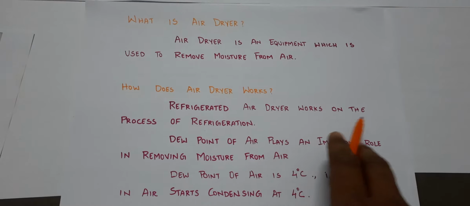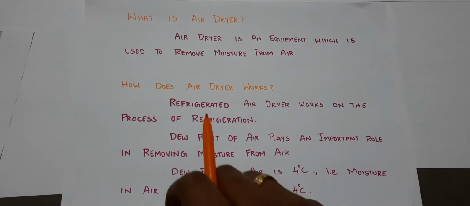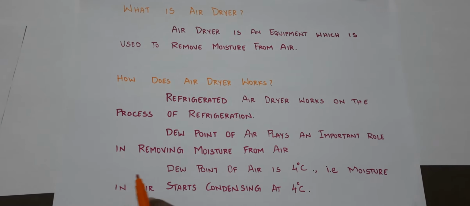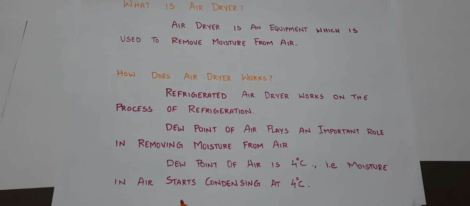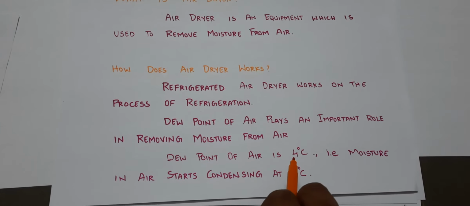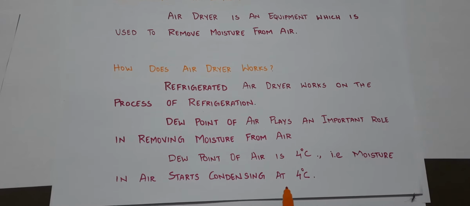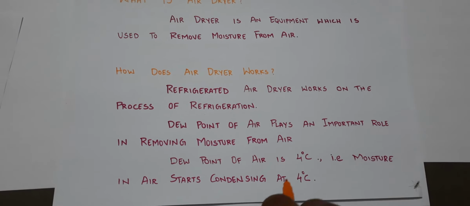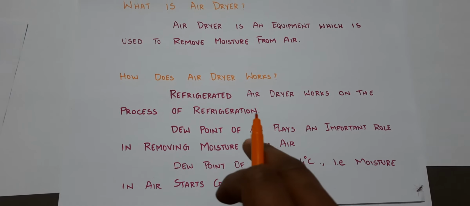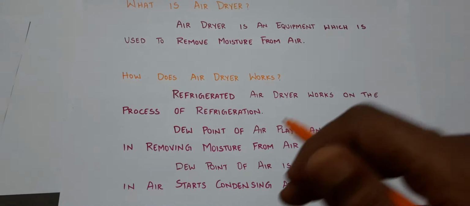A refrigerated air dryer works on the process of refrigeration. Here, the dew point of air plays an important role in removing moisture from air. We know that the dew point of air is 4 degrees centigrade. That is, moisture in air starts condensing at 4 degrees centigrade. This is the main phenomenon. Because of this, moisture from air gets condensed and removed from the air.